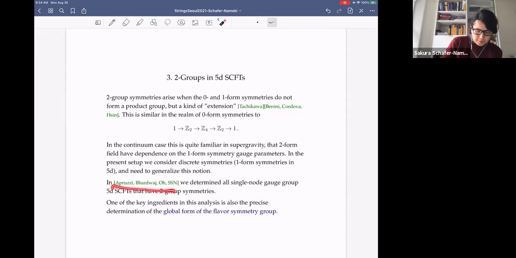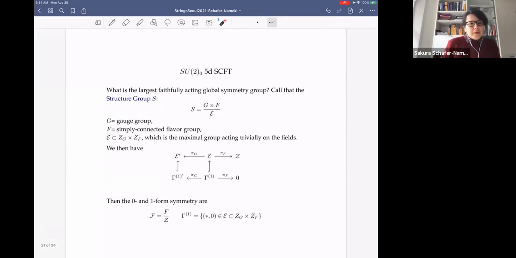And in this paper with Fabio, Laksha, and Jiwan, we looked into all these single node 5D SCFTs coming from single node gauge groups and determined what are actually the two-group symmetries. And one of the important ingredients in this analysis is knowing what is the global form of the flavor symmetry group, because that's actually what will participate in this two-group. So that gets back to this question from the beginning: what do we know about these global forms of the flavor symmetry? For now, we have to look a little bit into the details under the hood of how the symmetries are actually realized in this geometric setting.